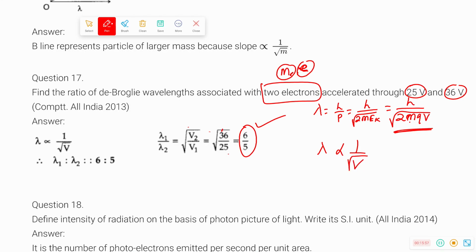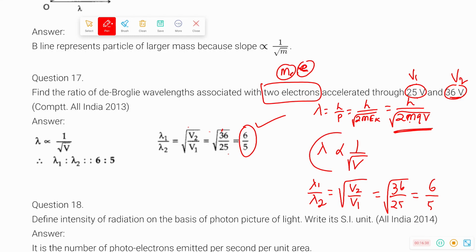So now what will happen here? If I want to write lambda 1 by lambda 2, I can write root under V2 by V1. Listen, whenever in a question the first one is given, you take it as V1 and the second as V2. Here root under 36 by 25, that is 6 by 5. Understood? Question may change. They can ask 81 volt, where root 81 is 9, or 121 volt, so 11. Many questions like that they can ask.